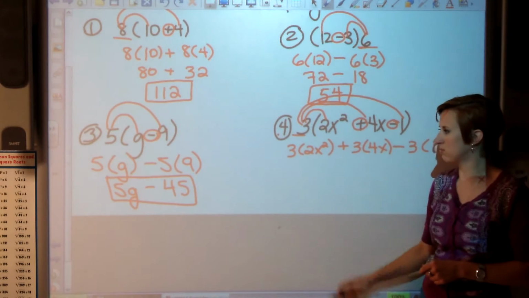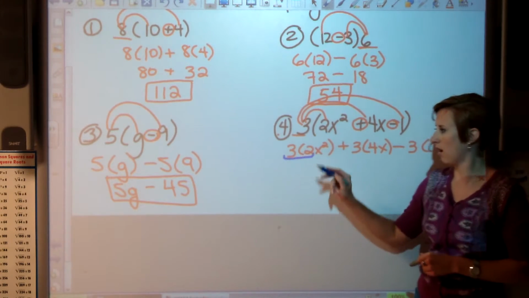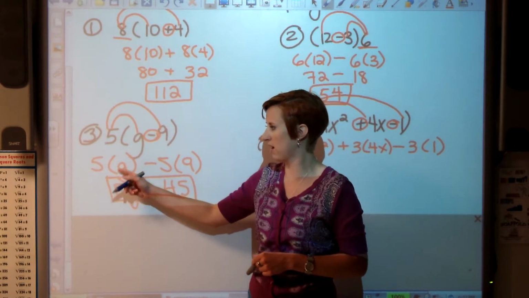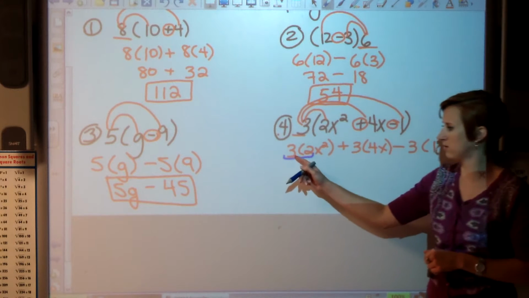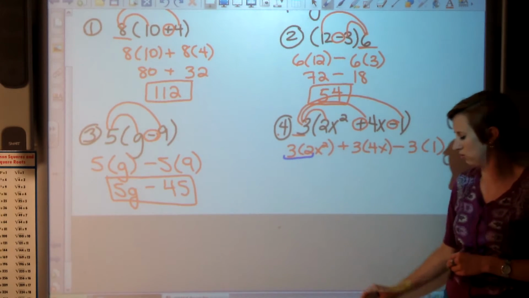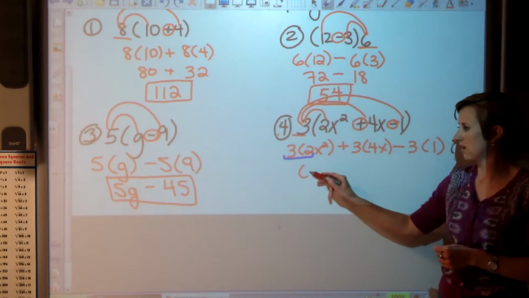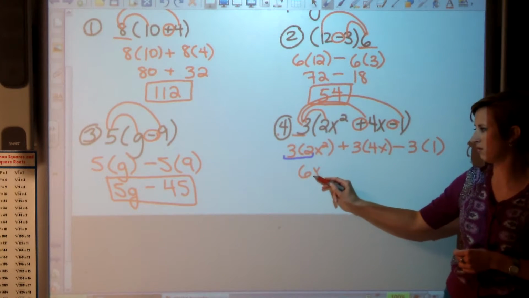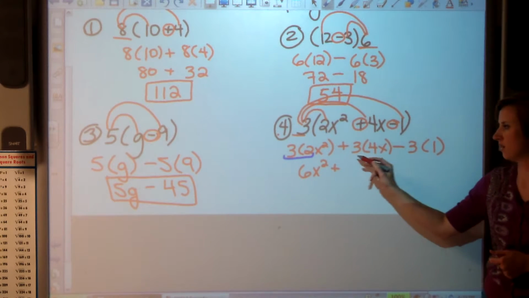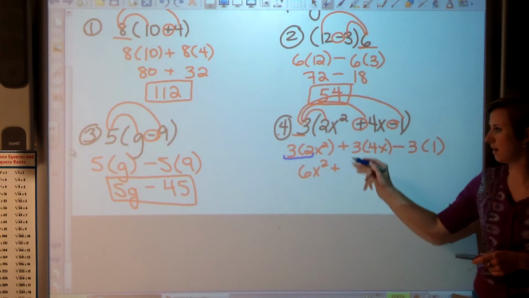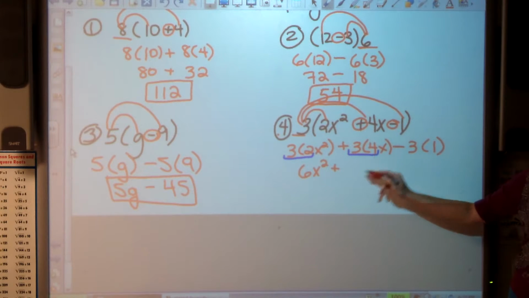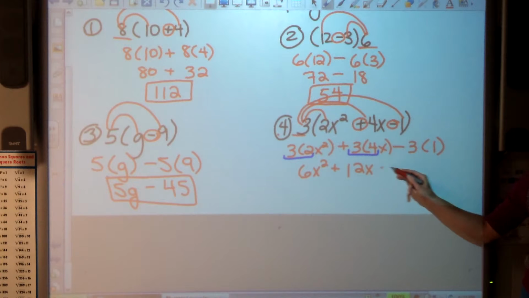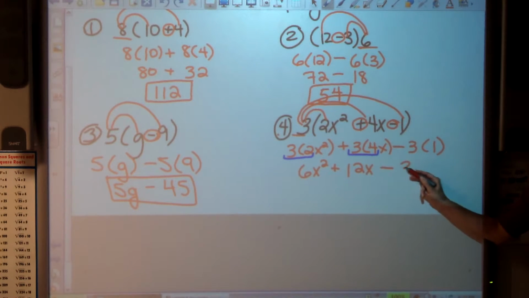Now we multiply. And all we do is just multiply these numbers in front. Over here on this one, g didn't have anything in front of him, so I could just say 5 times g is 5g. This one does, so I'm going to have to say 3 times 2 is 6. And then my x squared just drops down. Plus, once again, multiply my numbers. So 3 times 4 is 12, and my x drops down. And drop down my minus, and then do 3 times 1 is 3.